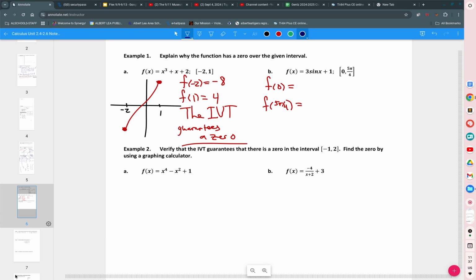All right, we're going to use our calculator to help us in this scenario. Does anybody here know what the sign of 0 is?